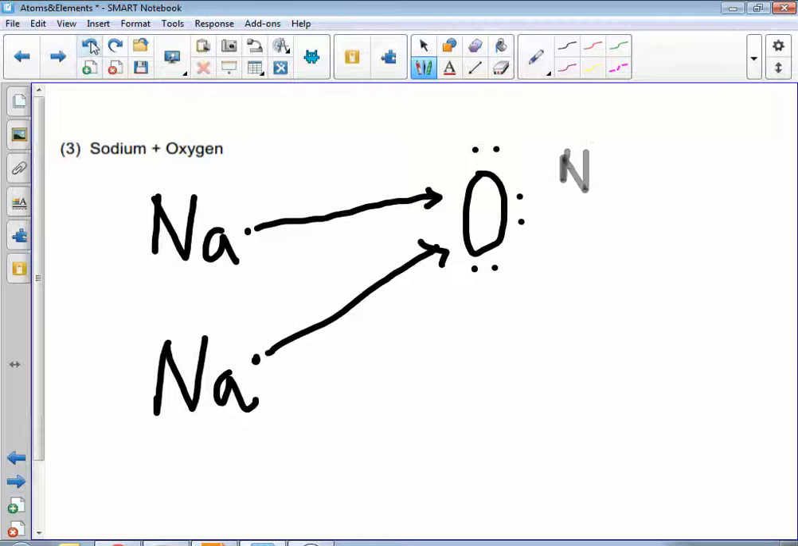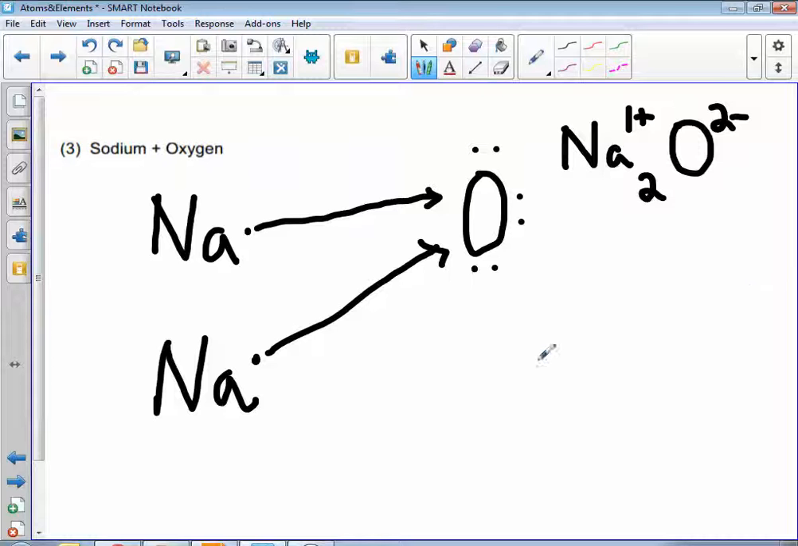I am going to rewrite that because it is very messy. My writing with this smartboard is not very good. Na 1+, and there are 2 of them. That is what that 2 means right here. There are 2 sodium atoms for this oxygen, which has an oxidation number of 2-. So the final formula is Na2O.